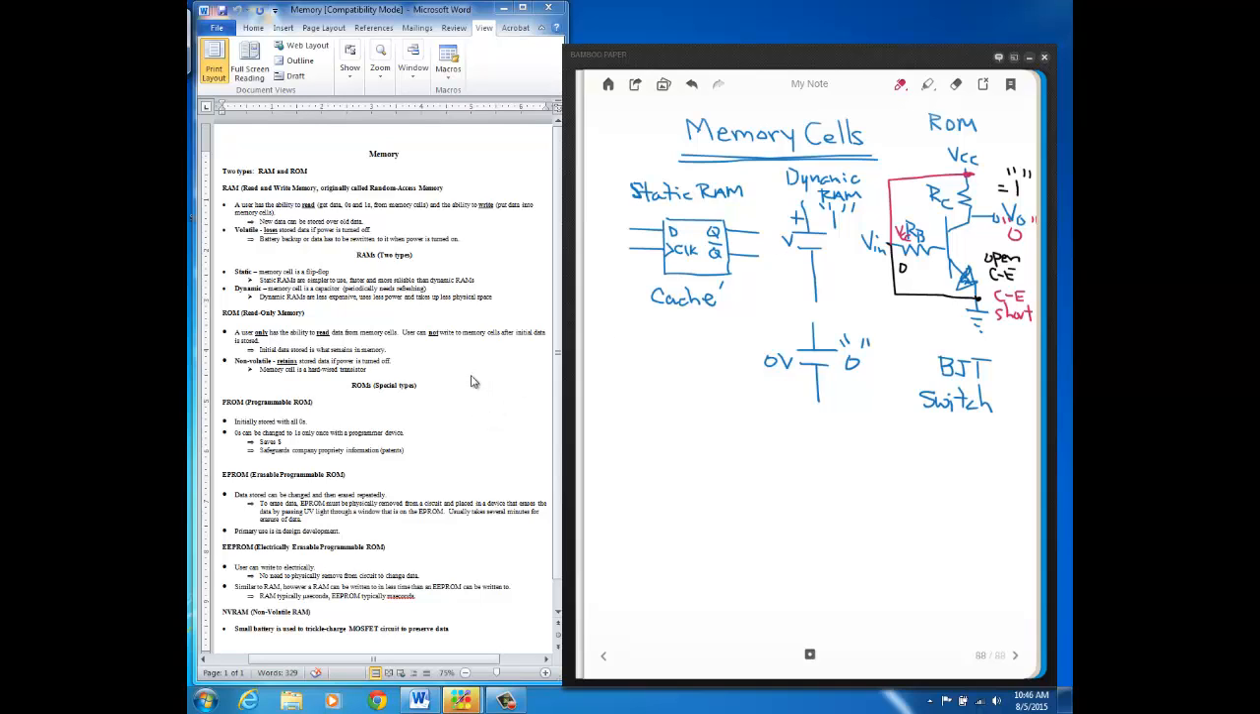Okay, you can read more about these different types of memory on your own. And then the last video of the quarter will just be a short video on an overview of a microprocessor.